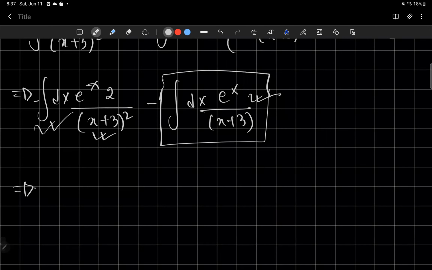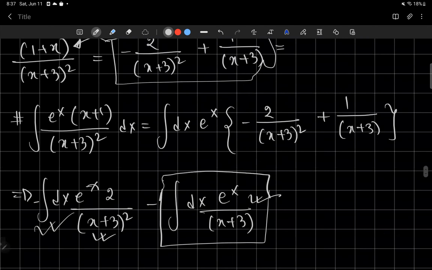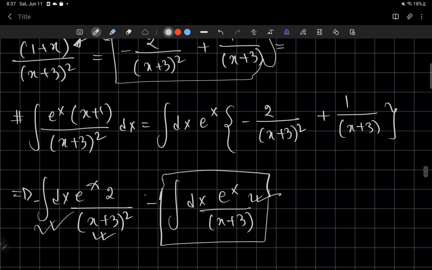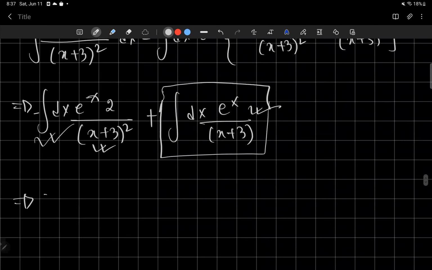Plus, oh, it should be a plus sign. Yeah, thank you. So there's a 2 over here, dx e to the x over (x plus 3) whole squared.